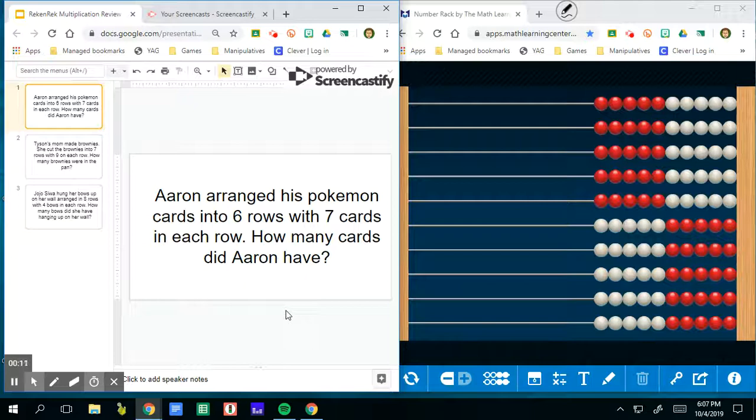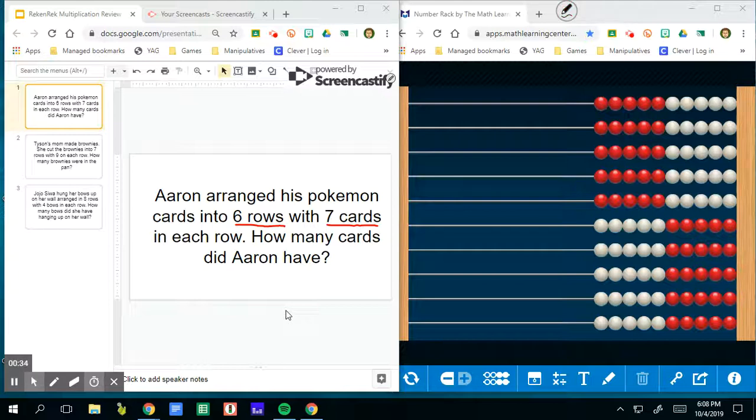So, first problem we're going to look at is Aaron arranged his Pokemon cards into 6 rows with 7 cards in each row. How many cards did Aaron have? So our question is asking how many cards did Aaron have? And we know that he has 6 rows with 7 cards in each row.